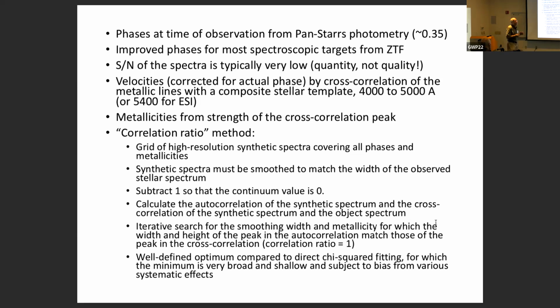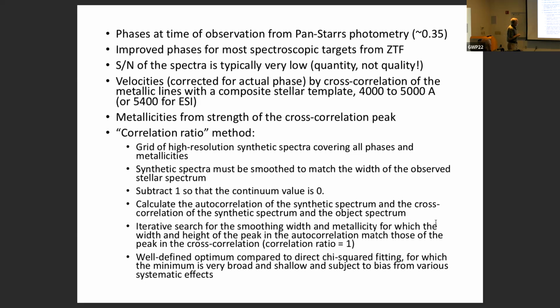And the metallicities is obvious when we were deriving the velocities that some had strong correlation peaks and some had weak correlation peaks. So the metallicities basically comes from the strength of the cross-correlation peak. But we actually had a project with a summer undergraduate student at Caltech to derive a method to do this in a sort of careful way. And so what we did was Chris Sneeden provided us with a grid of high resolution synthetic spectra covering all the phases and metallicities.